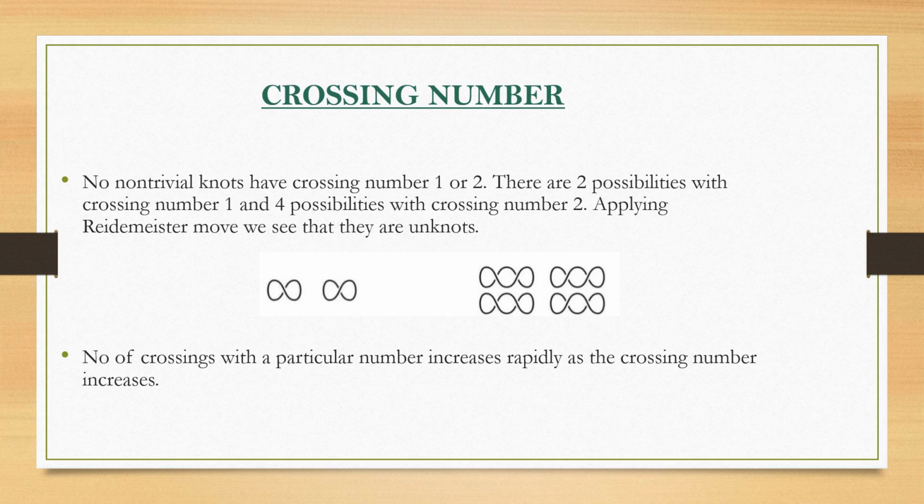And if you observe the table, you can see that the number of knots with a particular crossing number increases rapidly as the crossing number is increased.